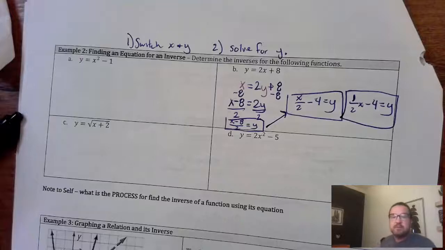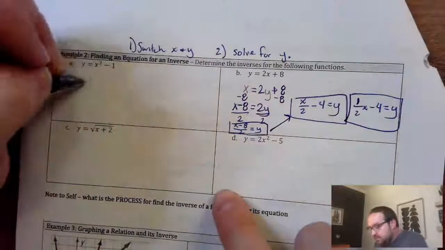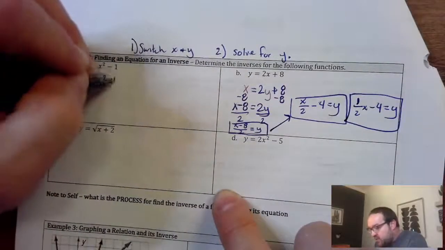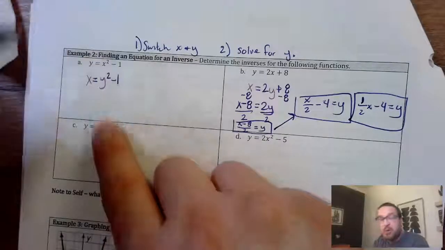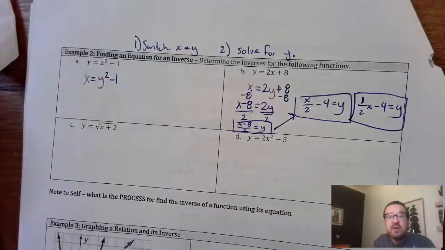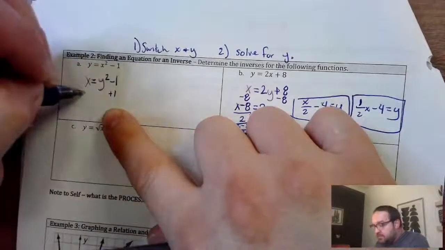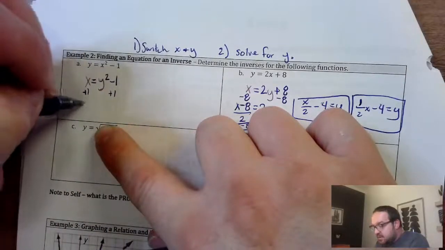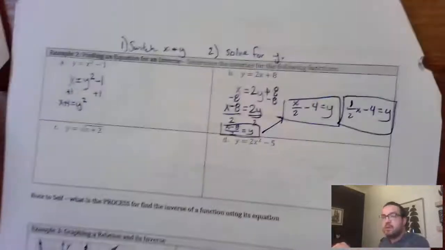All right, let's try another one. This one says x equals y squared minus 9. So notice I'm not switching even the exponents. The only thing that's moving, just the x and the y switch. Switch and solve, switch and solve. Go ahead, add 9. x plus 9 equals y squared.